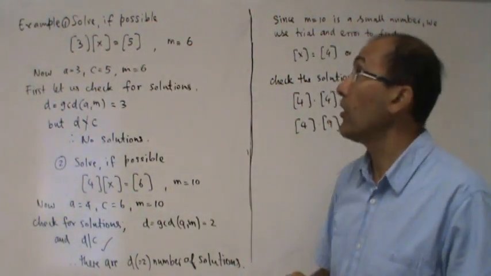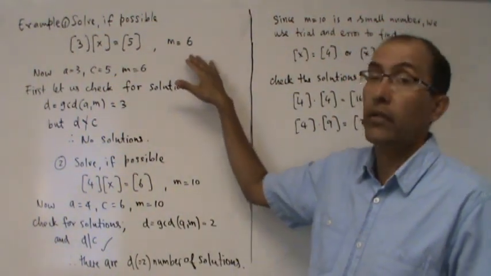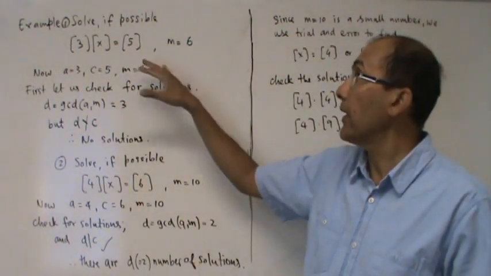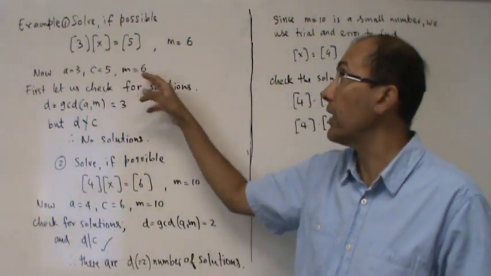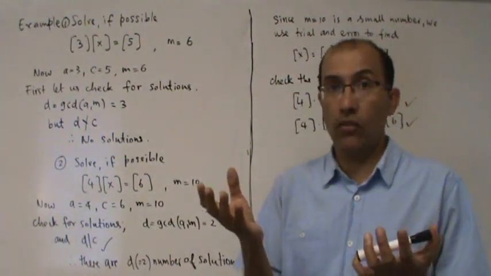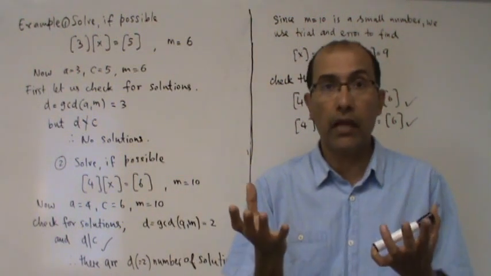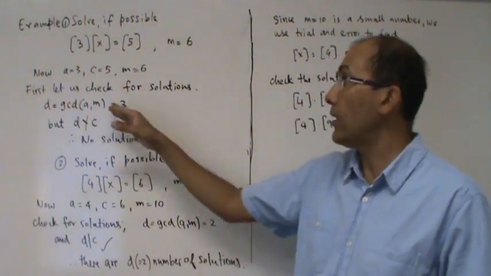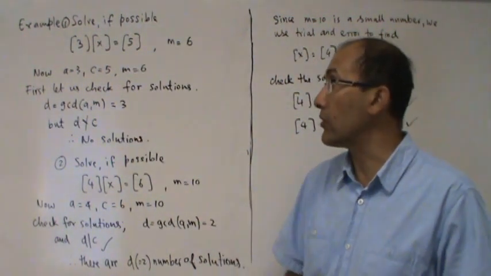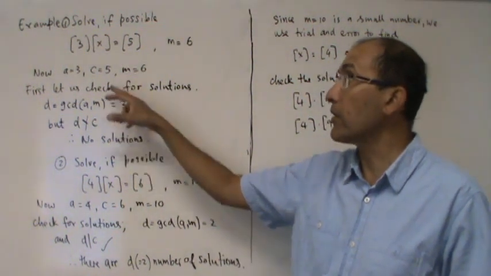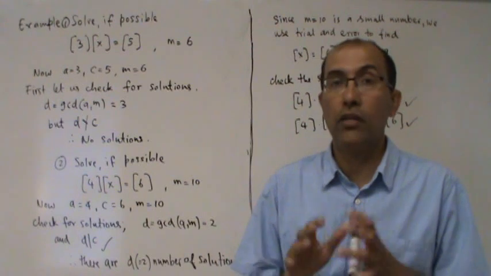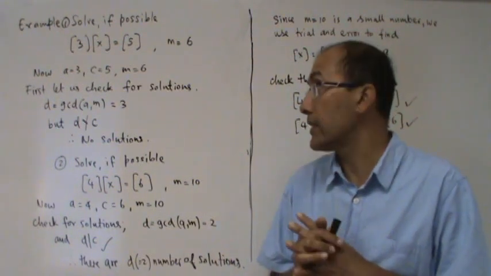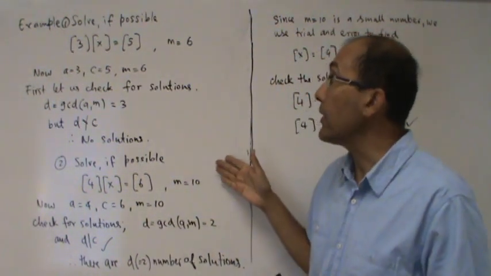Suppose we are asked to solve this and we are told that m is 6. We know a is equal to 3, c is equal to 5, m is equal to 6. The first thing you want to do is to see whether there are solutions. So let's look for d. d is equal to 3, but 3 does not divide 5. So immediately we know there are no solutions. That's easy.